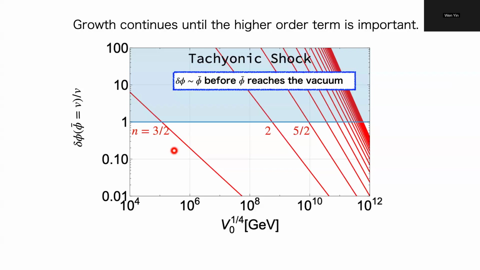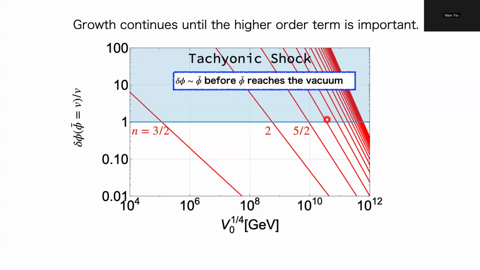Okay, so when n is 3 over 2, one can see that this ratio becomes unity when the scale is around 10 to the 5 GeV, and this is larger than unity when it is smaller than 10 to the 5 GeV. So this means that when the scale is lighter than 10 to the 5 GeV for n equals 3 over 2, we reach delta phi around phi bar before it rolls down to the minimum. Before it goes down to the vacuum, we already enter the nonlinear region, because our calculation is only valid when this delta phi is much smaller than phi bar. But now it is unity, so we cannot trust our previous calculation. We need to take into account a more serious calculation.